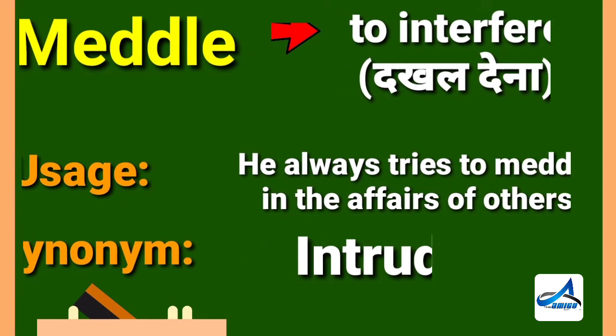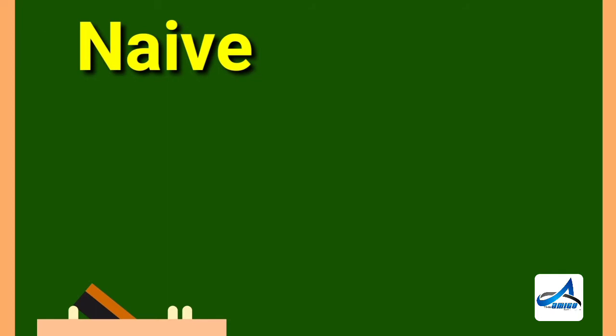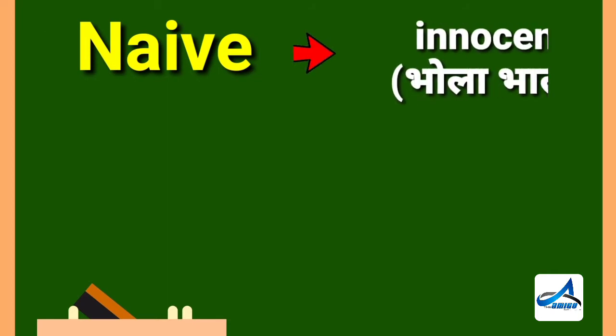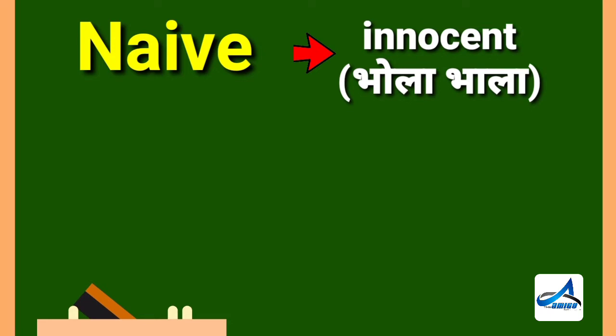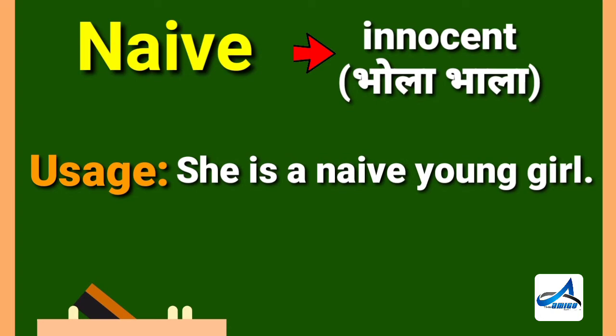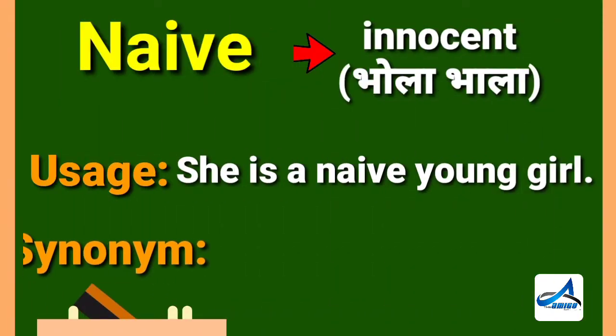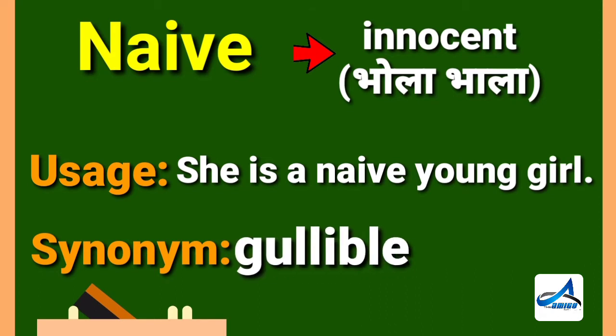The next word that I have for you is knave. Friends, knave means innocent. In Hindi it is bhola bhala. Now its example: She is a knave young girl. Its synonym is gullible. Repeat after me, gullible.